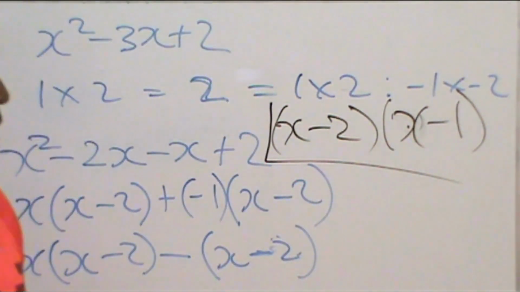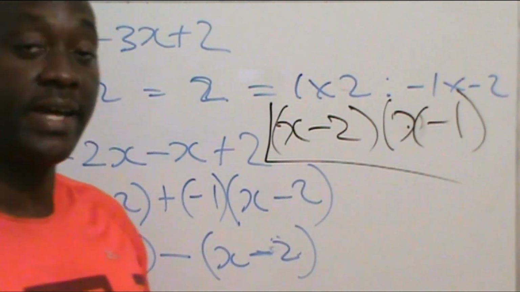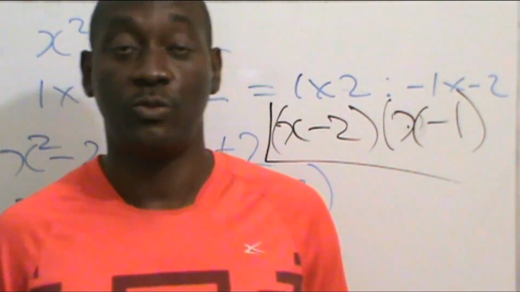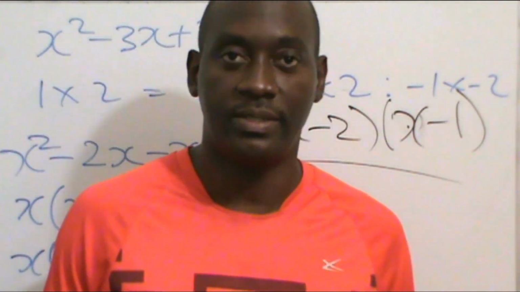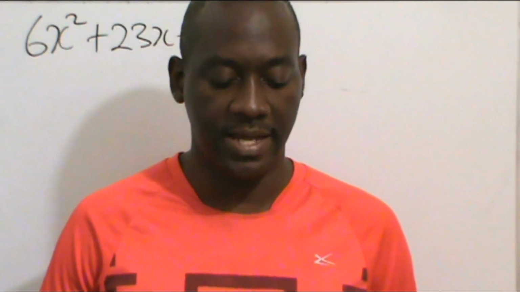So here you have x minus 2 by x minus 1. In the document you have x minus 1, x minus 2. Same difference. 2 by 3 is 6, 3 by 2 is 6. Alright, so we're looking now at example 2 in this document. Quadratic factorization using the product sum method. Factorize 6x squared plus 23x plus 7.